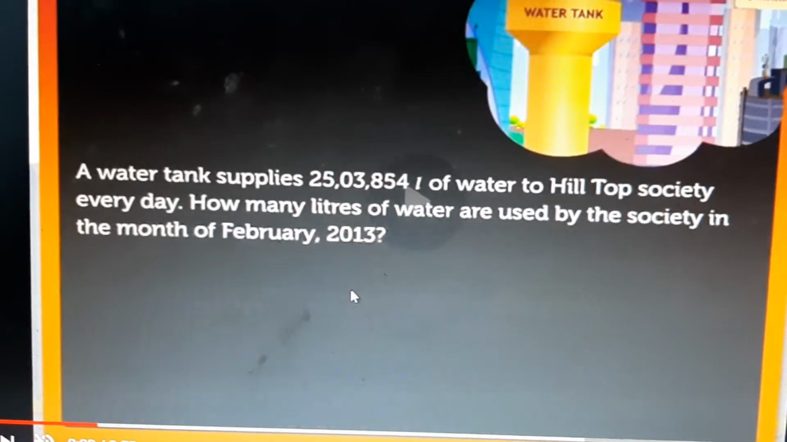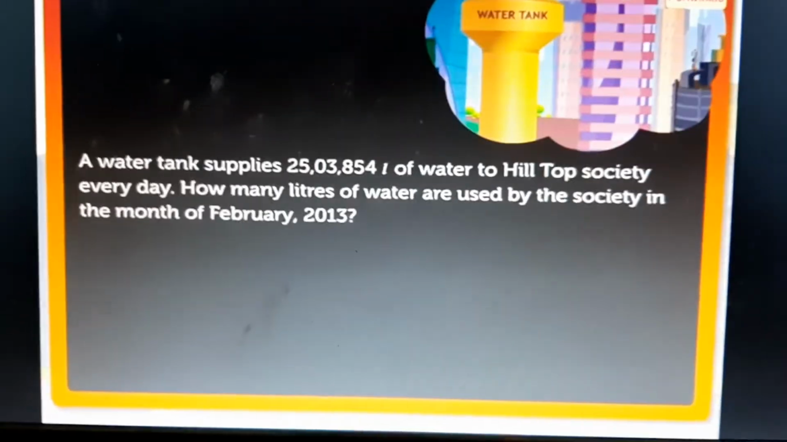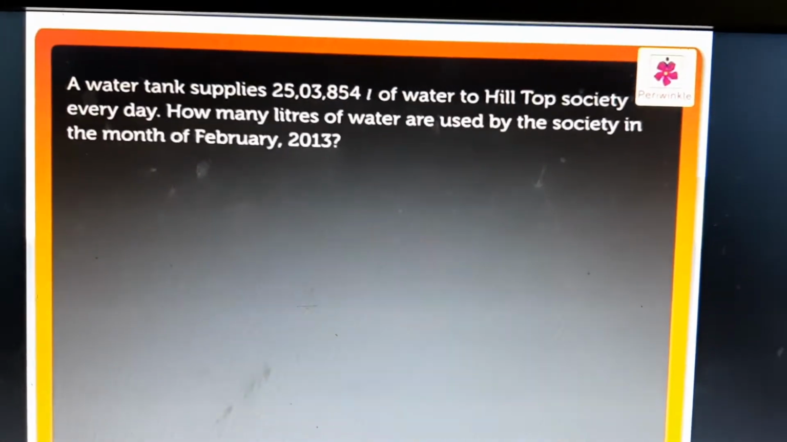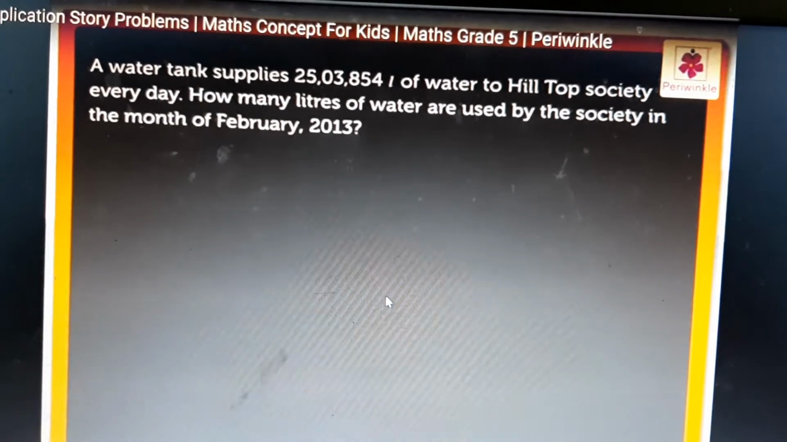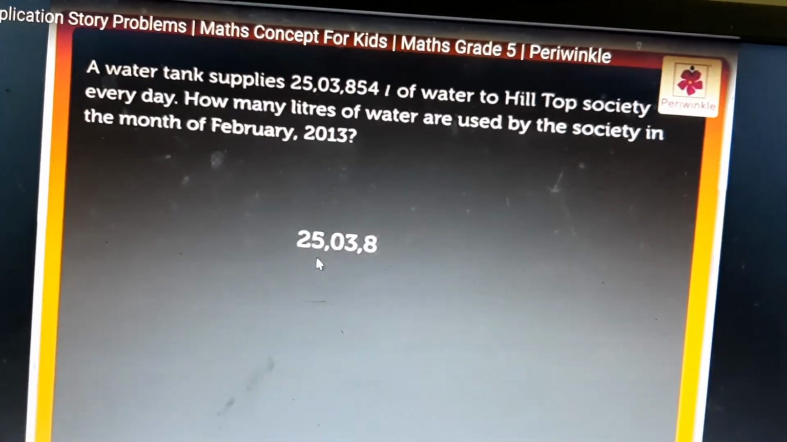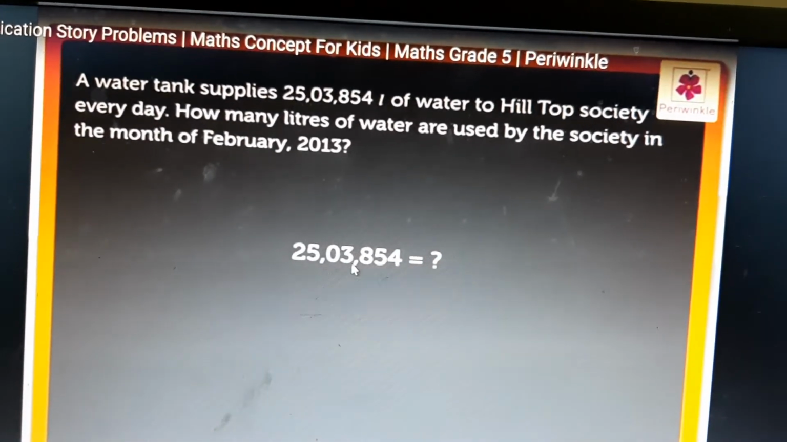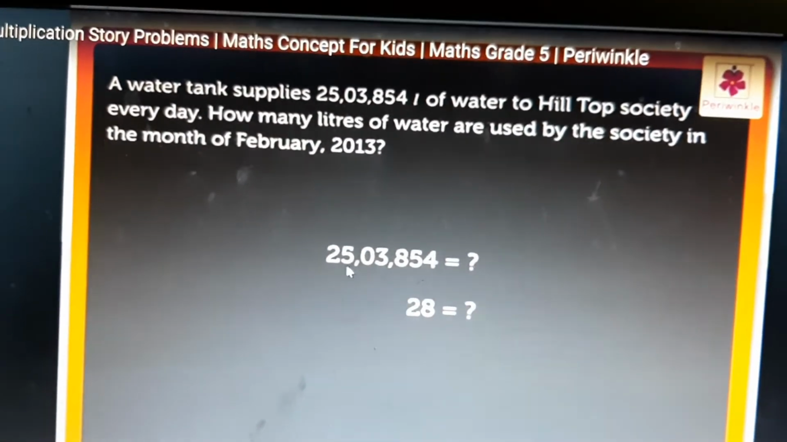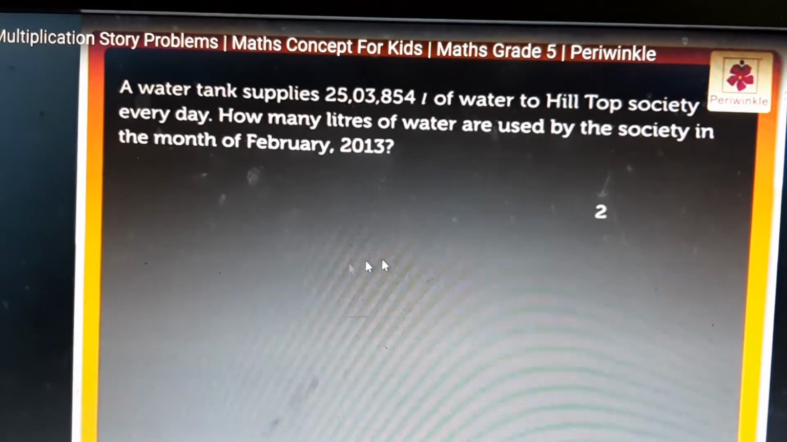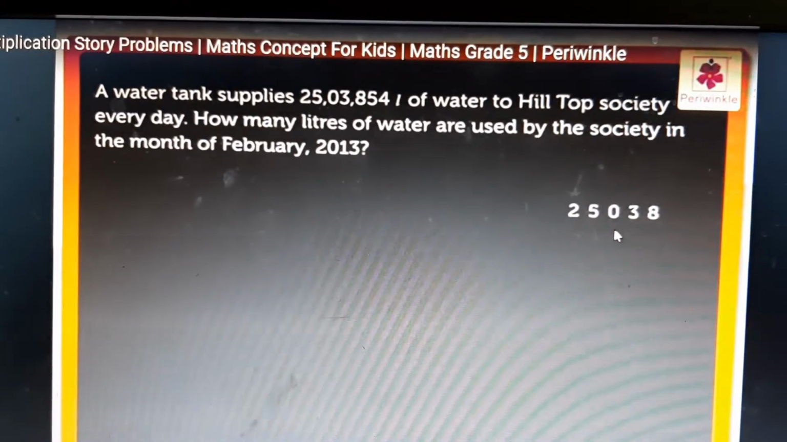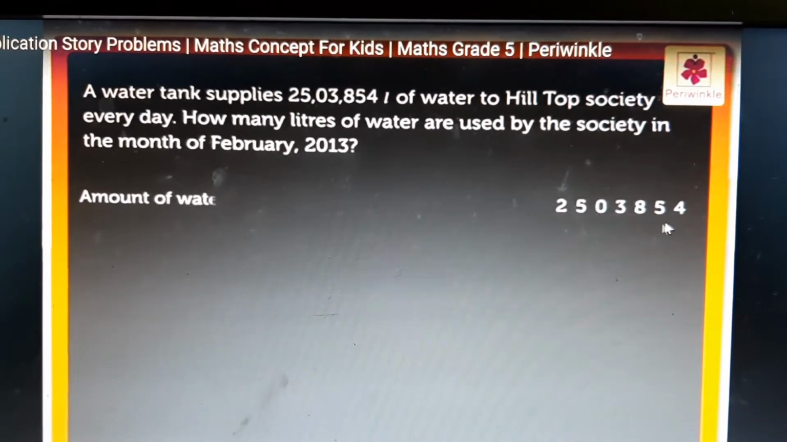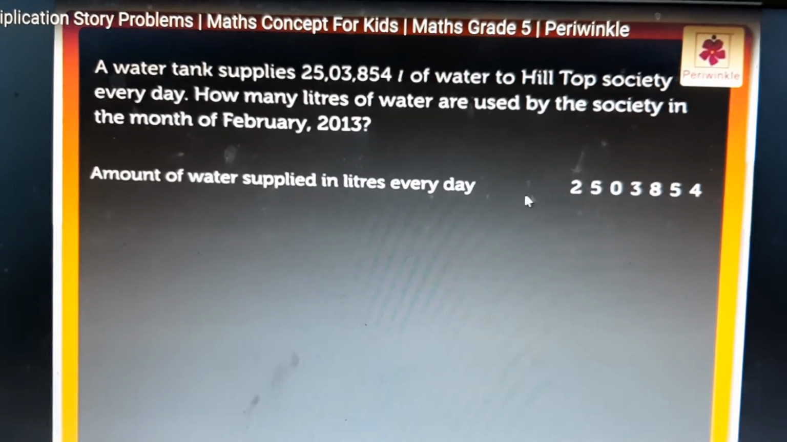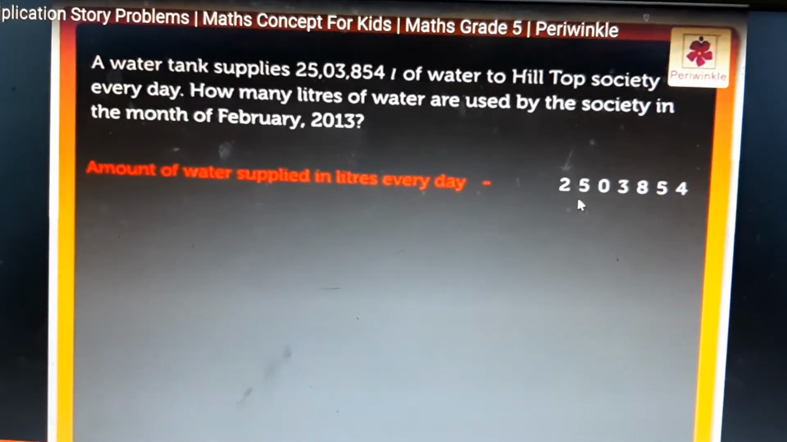Let us try to solve this problem now. I hope you have understood this problem well. You can read it once again, and then we go on to the solution. Let us understand how much is given here. 25 lakhs 3,854. What is that value? It is the amount of water supplied in one day. So we write here: 25 lakhs 3,854 is the amount of water supplied in liters every day. For each day, that is equal to this value.